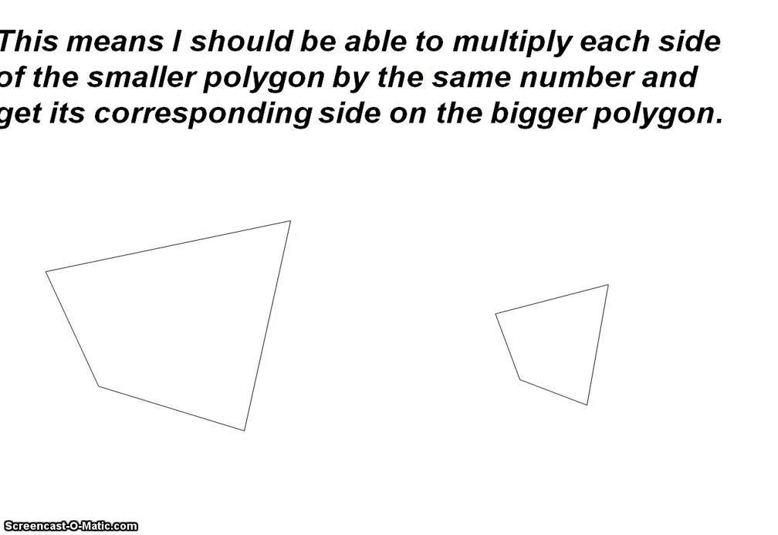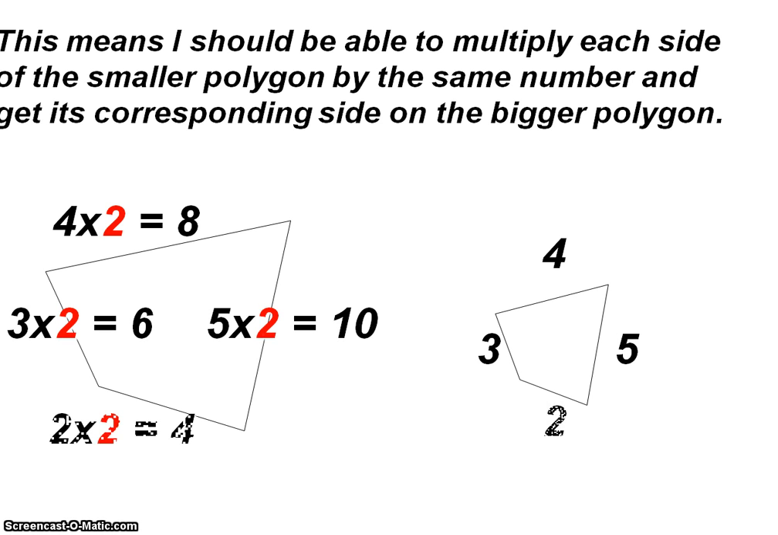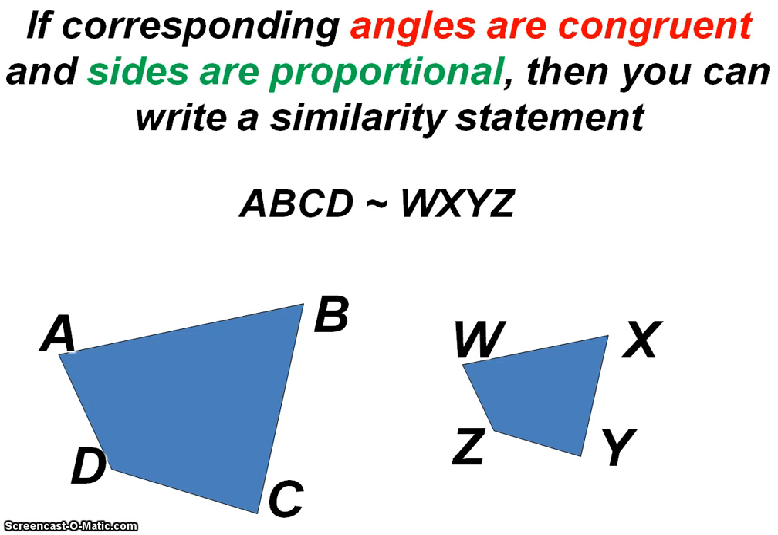What that means is you should be able to multiply each side of the smaller polygon by the same number and get its corresponding side on the bigger polygon. And this is similar to the extended ratio problems that we were doing in section 7.1. So if the smaller side of the polygon is 4, if I multiply by 2, the larger polygon side would be 8. And I would do that for each of the 4 sides. So my smaller polygon had sides of 2, 3, 4, and 5. I chose to double every side, so the sides of the larger polygon are still in proportion, and they're 4, 6, 8, and 10.